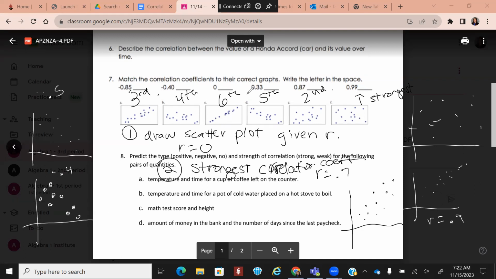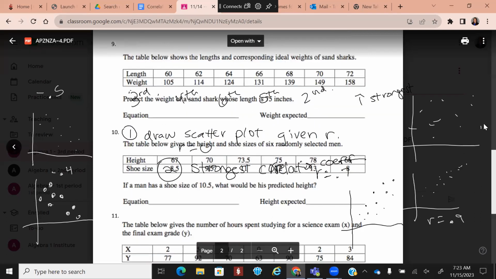Can we just go ahead and knock it out? Wait, no. I said no. Go ahead. Drawing the scatter plot. Wait, it's 2 questions. Oh. Okay, so let's talk about the scatter plot really quick, because I know that's a little weird.